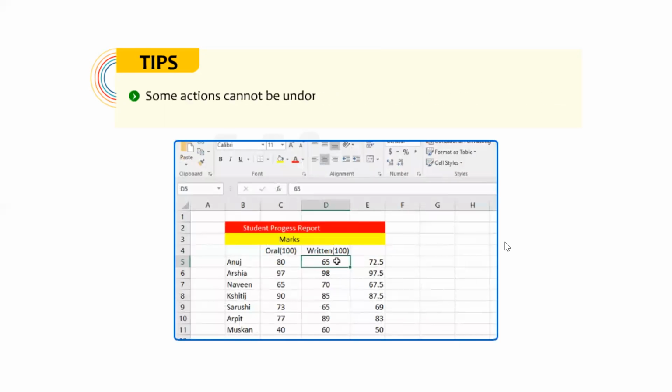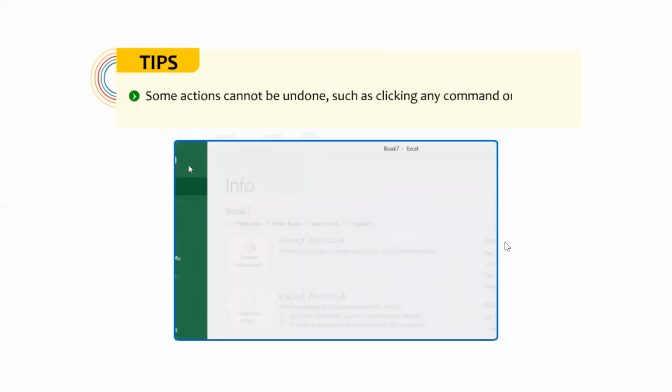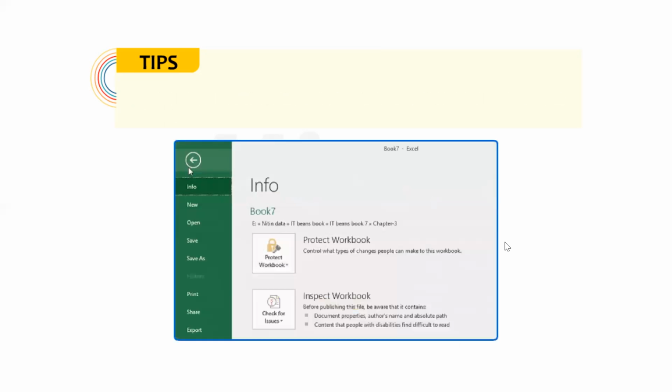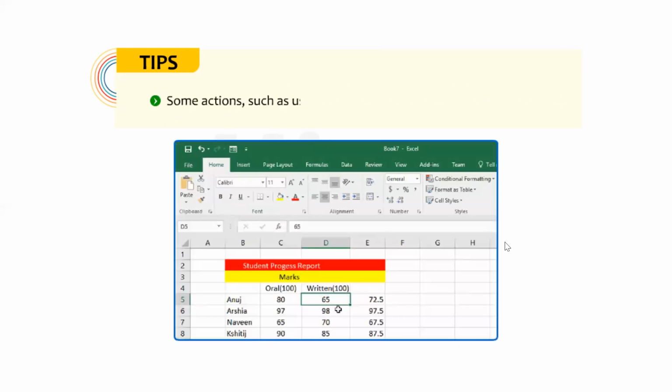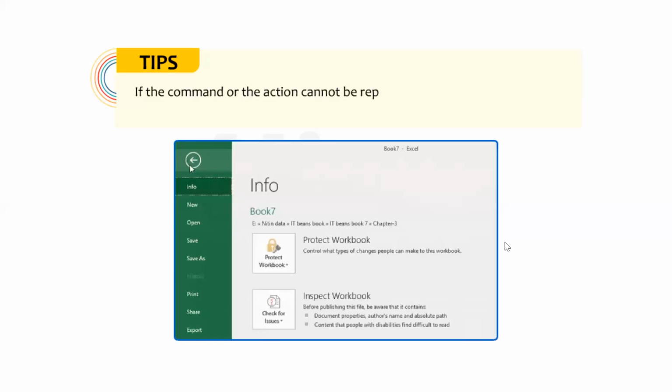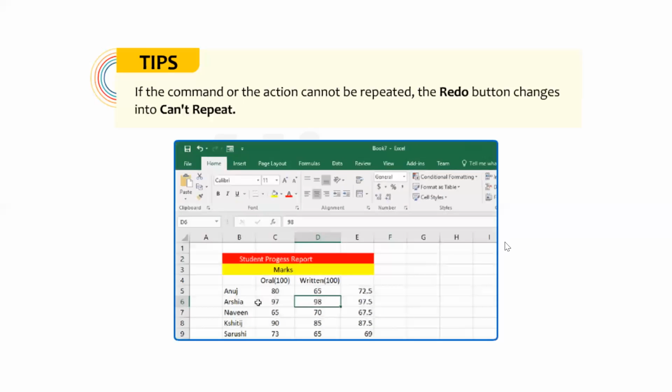Some actions cannot be undone, such as clicking any command on the File tab menu. If the command or the action cannot be undone, the Undo button changes into Can't Undo. Some actions, such as using a function in a cell, cannot be repeated. If the command or the action cannot be repeated, the Redo button changes into Can't Repeat.